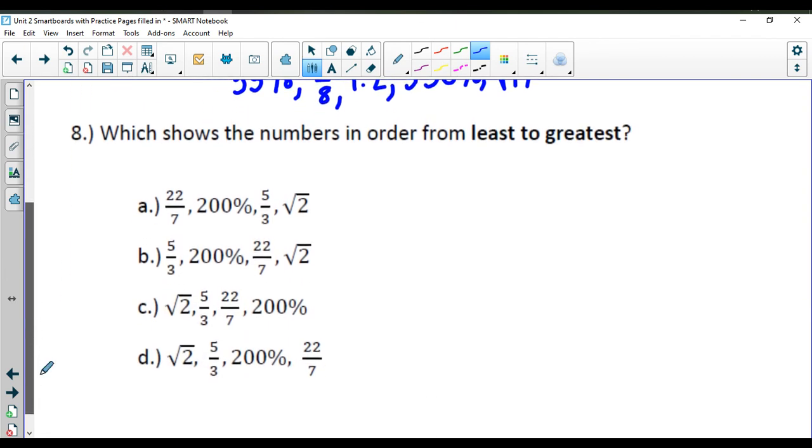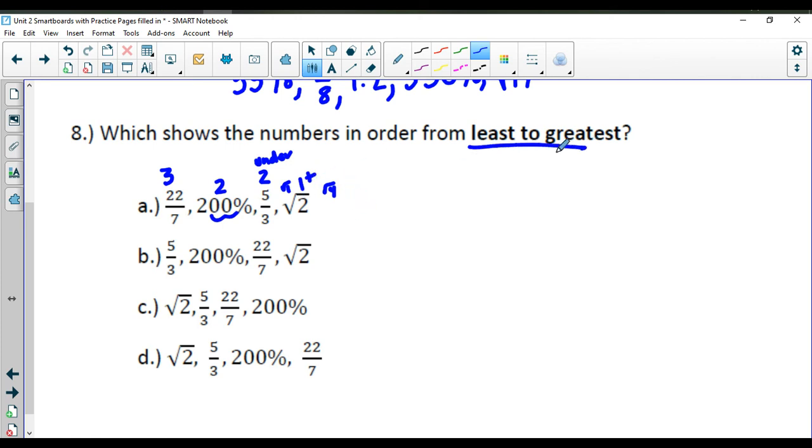In number 8, it looks like I have the same numbers here. We have 4 of them, so we have 22/7, which is really close to 3, 200%, which is 2, 5/3, which is just about 2, but just under, and the square root of 2, which is going to be in between the square root of 1 and the square root of 4. So the square root of 1 is 1. This is a little bit over 1, so I call it 1 plus.